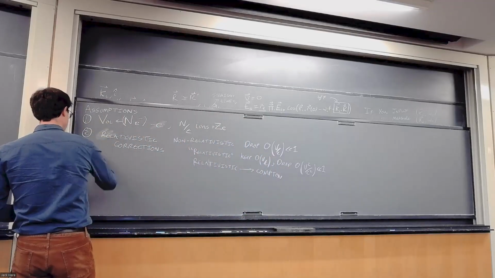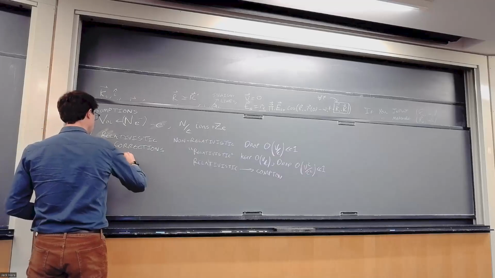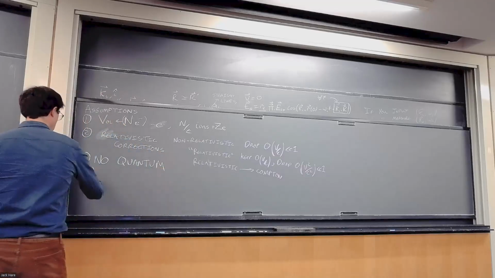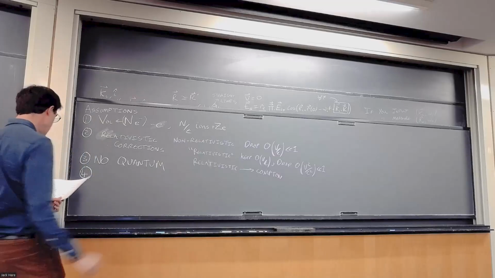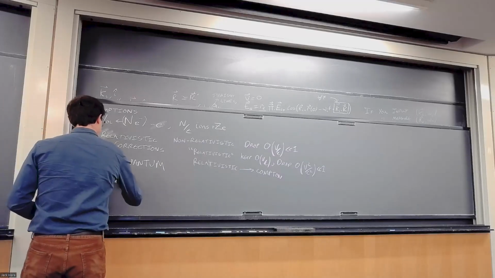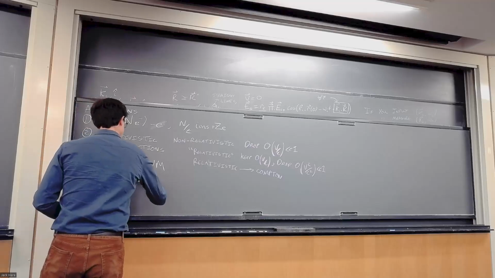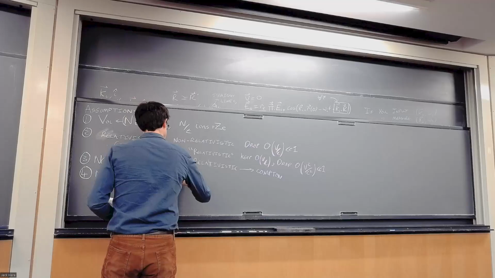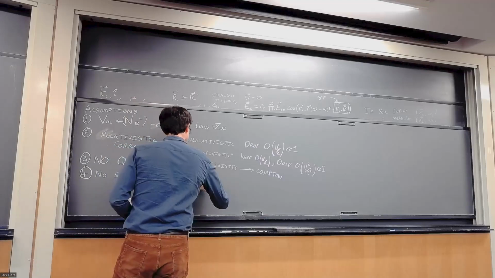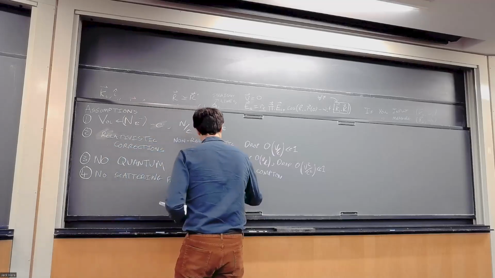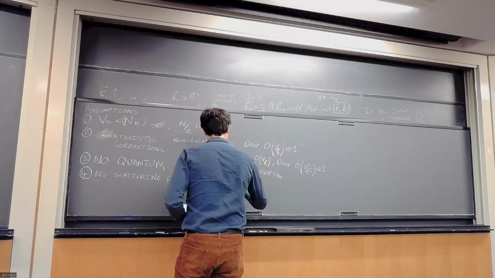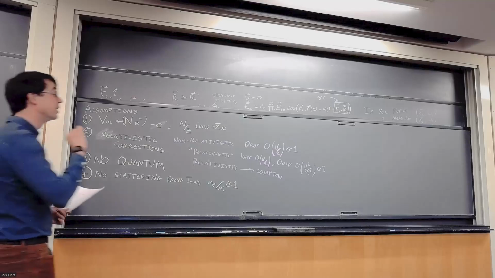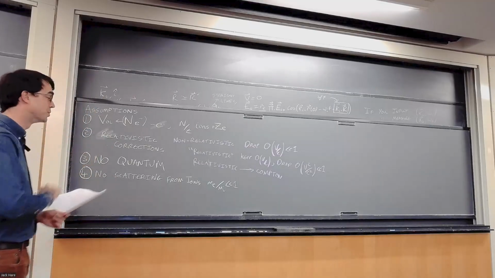I cannot stress this enough. There will be no quantum. I don't like it. Okay. There's no scattering from ions. We discussed this already. Because of the mass difference, the ions scatter much, much less. We will no longer think about the scattering directly from the ions, but we will think a lot about the scattering from electrons which are dragged around by the ions.